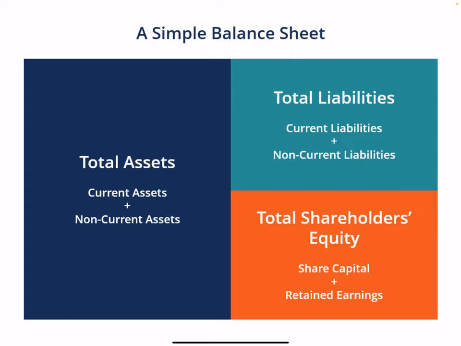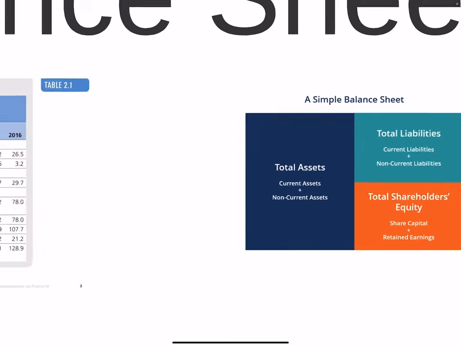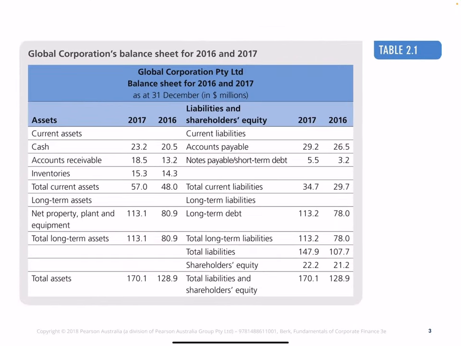So a balance sheet in its simplest form has three components: assets, liabilities, and shareholders' equity. The total assets should always be the sum of the total liabilities plus total shareholders' equity. And if the formula is not balanced, there's something wrong with your balance sheet, right? That's something that you want to check first. Is it even balanced?